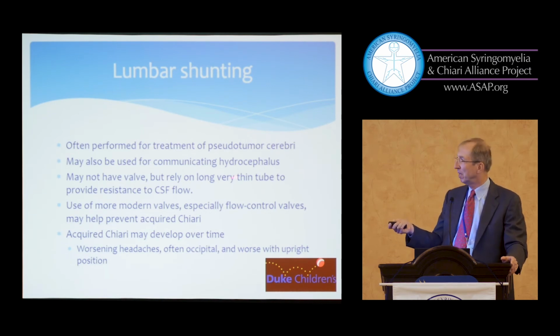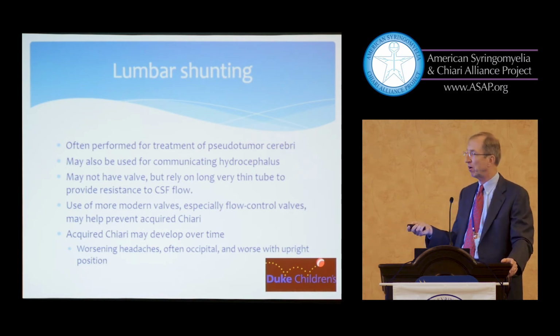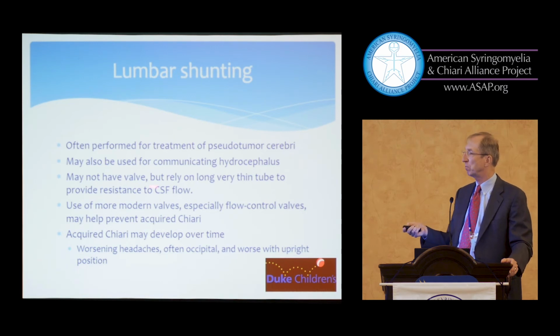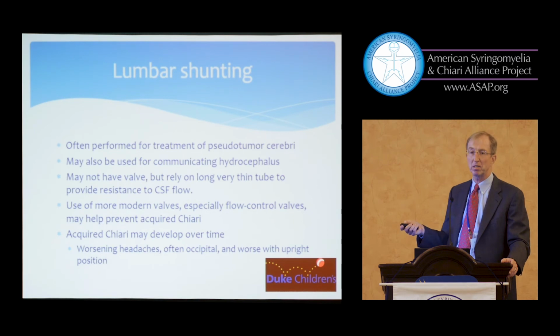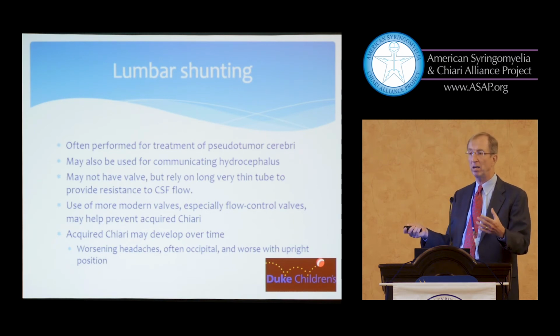the abdomen, often performed for the treatment of pseudotumor or for communicating hydrocephalus, not so much for communicating hydrocephalus anymore. Some of these shunts didn't have a valve. They would simply be a very long, narrow tube which provides resistance to CSF flow, but not a lot of resistance. And over time, with overdrainage, then you would basically have the tonsils descend.